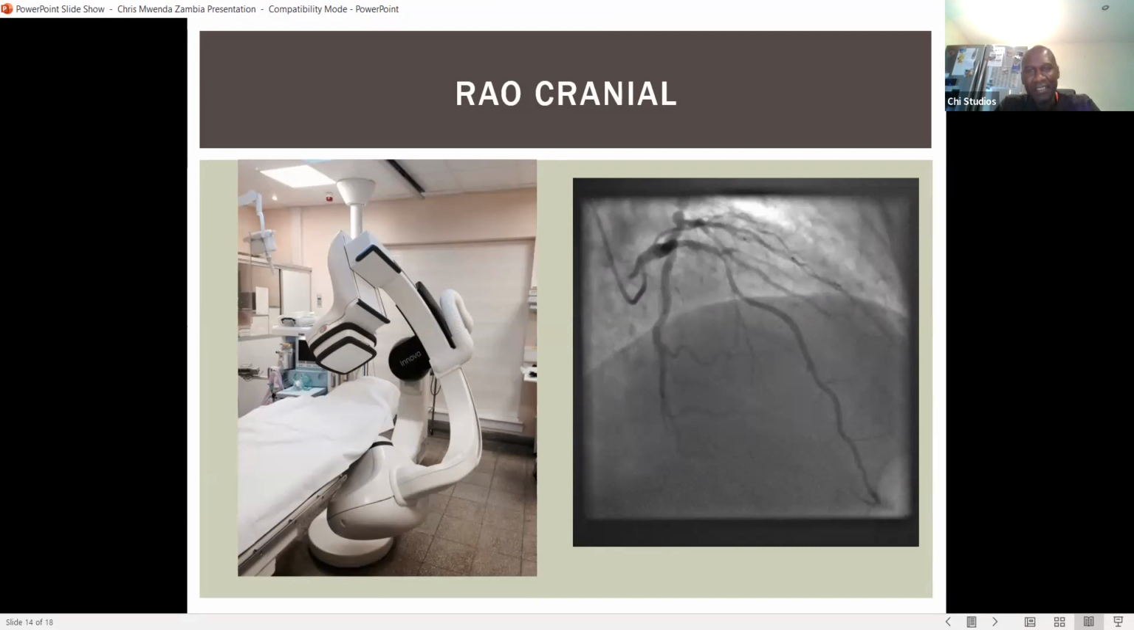Again, we look at another view. This is the right anterior oblique cranial. So in here, the head of the patient is here. What you do as a radiographer, this is the basic: our goal, the area of interest, is the heart. Whatever we do in the cath lab, we focus on the heart. So in this view, as I said earlier, cranial views are good for the LAD. You can see how we can assess the LAD, that's the left anterior descending artery. It is going down to the apex.